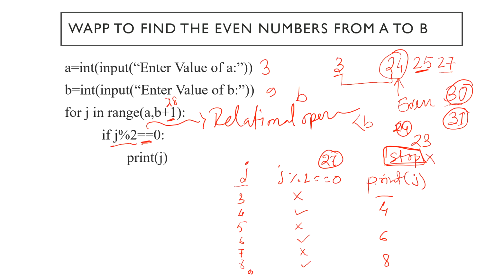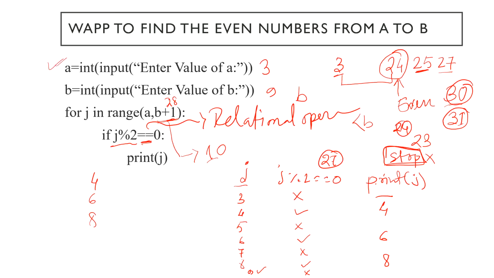Okay, now what value have I taken? 9. So till 9 it will go, because here B plus 1 will be what? B plus 1 will be 10. So if it is 10, that means our loop will go till 9. For 9 it is false, so what will be the output? Output will be only 4, 6, 8. Is that clear?